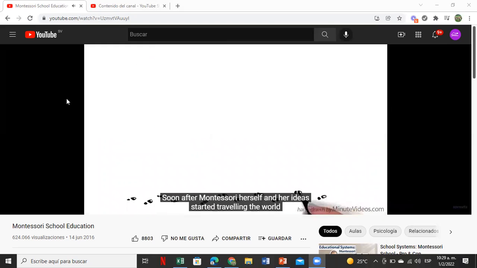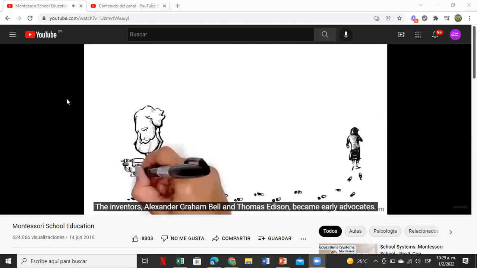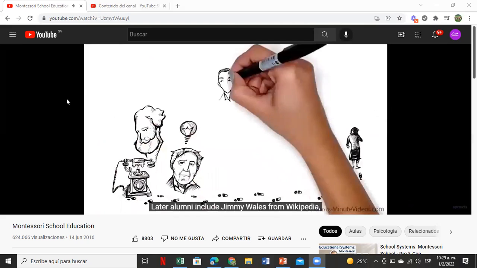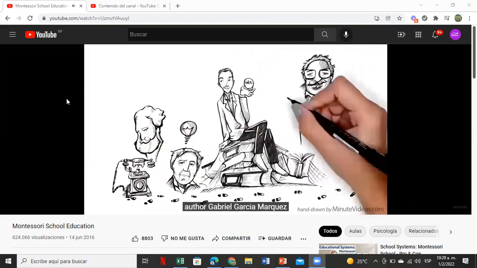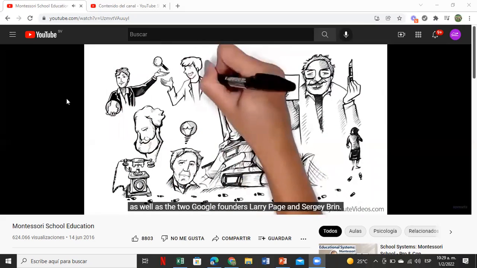Soon after, Montessori herself and her ideas started traveling the world to inspire progressive thinkers and educators from all over. The inventors, Alexander Graham Bell and Thomas Edison, became early advocates. Later alumni include Jimmy Wales from Wikipedia, author Gabriel Garcia Marquez, as well as the two Google founders Larry Page and Sergey Brin.